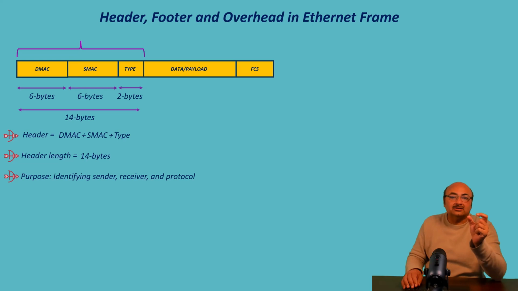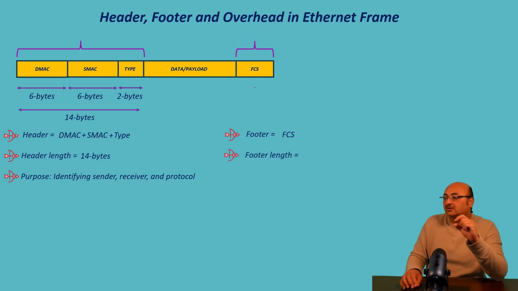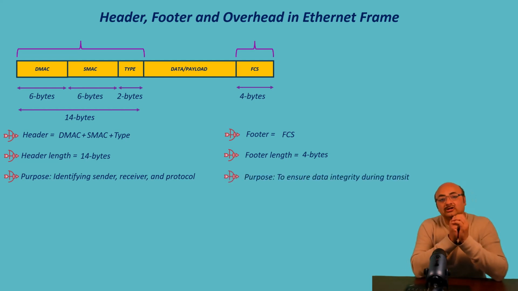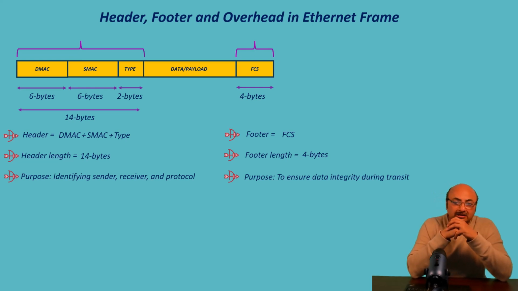Just like we have these three fields that we are now calling header that come before the data field, FCS is a field that comes behind the data, and that is why we call it the footer. So the FCS field is what makes our footer, and the size of the footer is 4 bytes. And then we can say that the purpose of the footer is to ensure data integrity during transit.